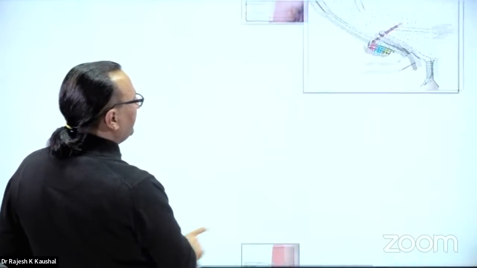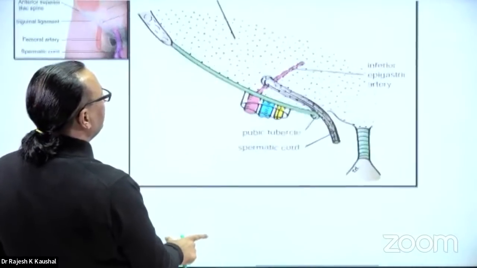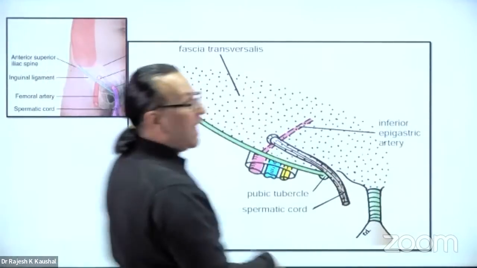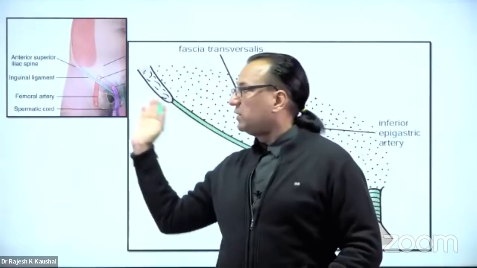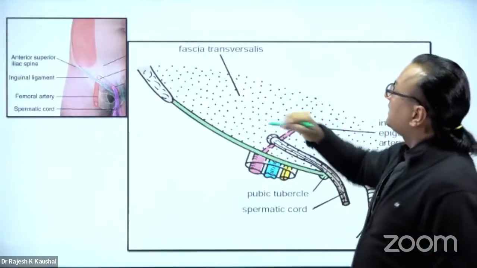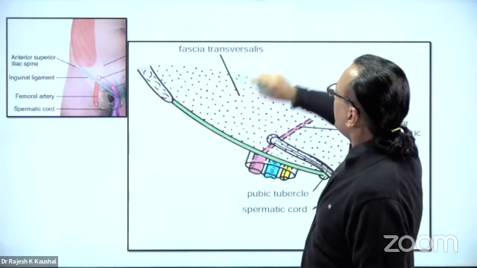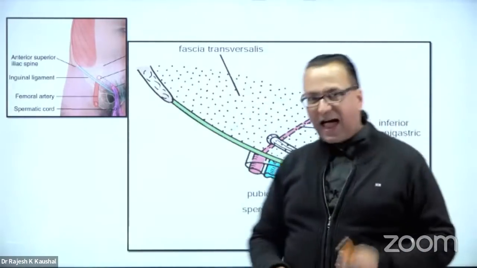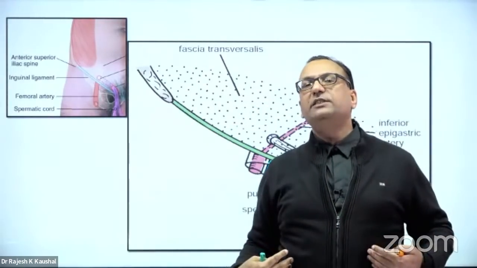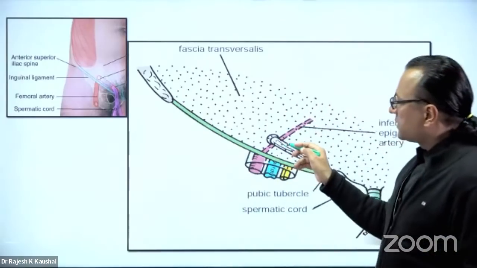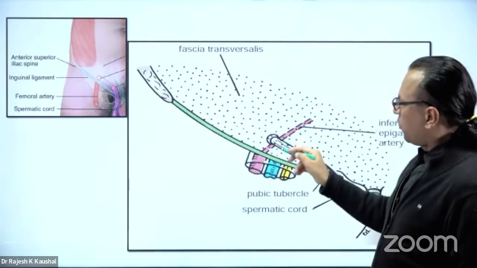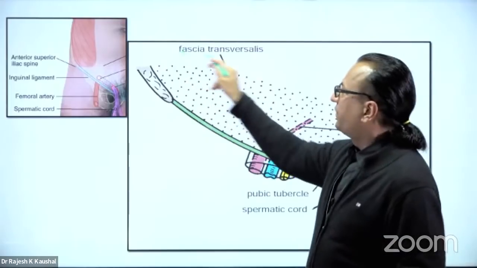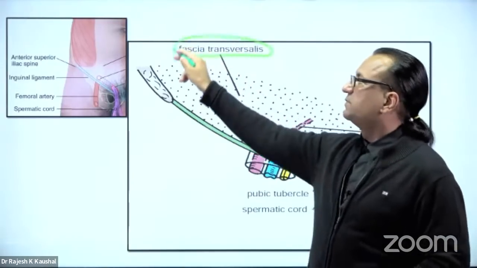See, the very first thing you have to tell is, as I am telling, we are looking at the right half of the abdominal wall. So as the testis was coming, this testis had to pass from the abdominal cavity outside, and there is an opening. We are calling that opening the deep inguinal ring. It is in the fascia transversalis.